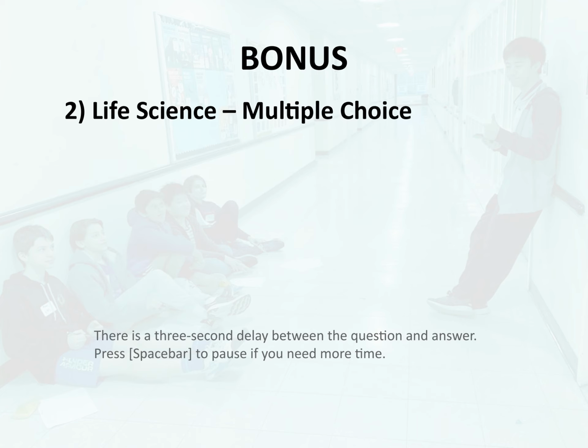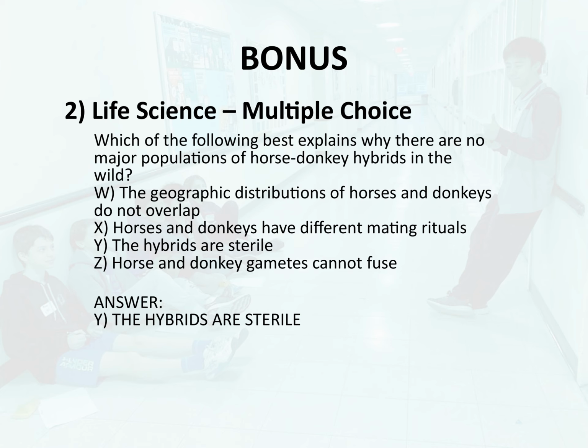Bonus 2. Life science, multiple choice. Which of the following best explains why there are no major populations of horse-donkey hybrids in the wild? W. The geographic distributions of horses and donkeys do not overlap. X. Horses and donkeys have different mating rituals. Y. The hybrids are sterile. Z. Horse and donkey gametes cannot fuse. Answer. Y. The hybrids are sterile.